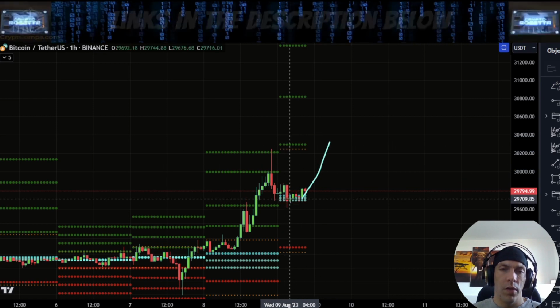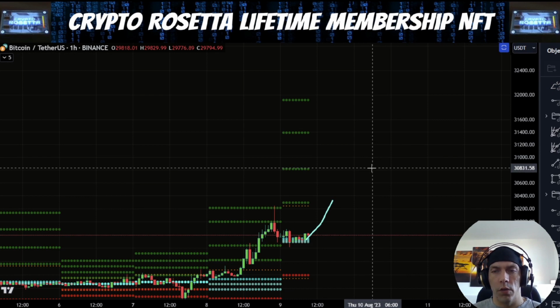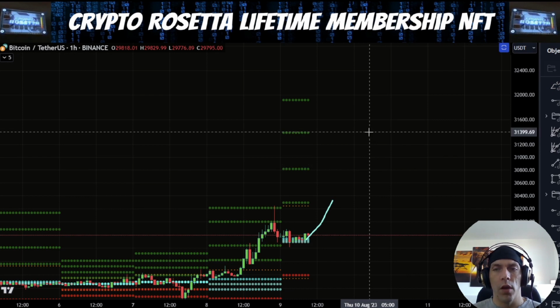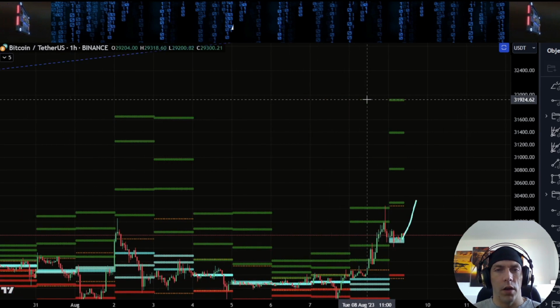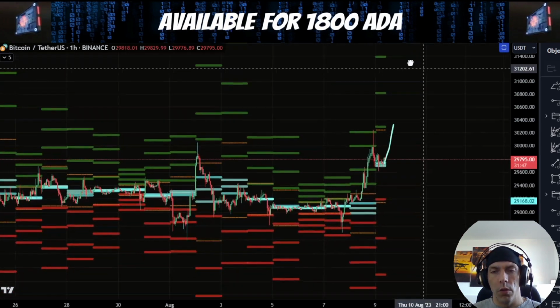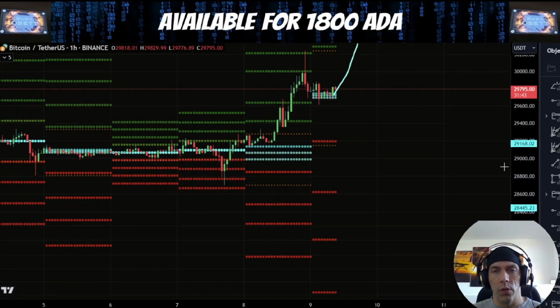If, however, we see price looking to push through these levels, other targets we have for today is this 30,831, 31,400, and this 31,924. So we're going to be keeping an eye on these areas moving forward. Price can potentially look to pivot off these zones.